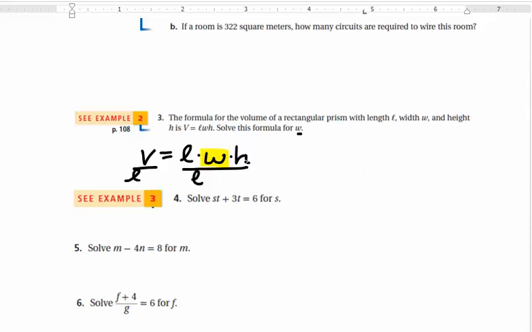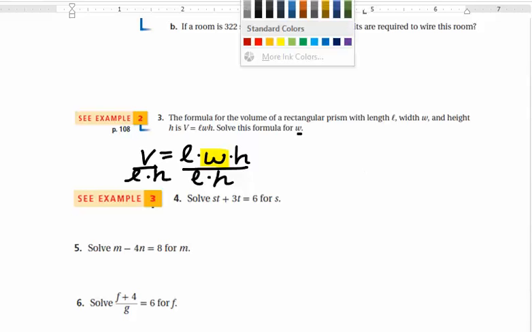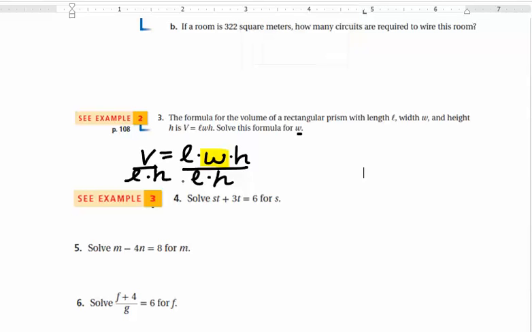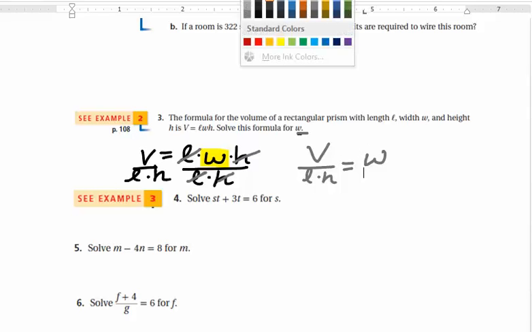At the same time, W is also being multiplied by H. You can divide by both of them at the same time. You don't have to do it in two separate steps. So once you divide by L and by H on the right side, there's no more L here. There's no more H here. So you're left with V on the left side over L times H is equal to W. That's what we wanted. We wanted to solve for W. I solved for W. So now I'm ready to move on to the next problem.